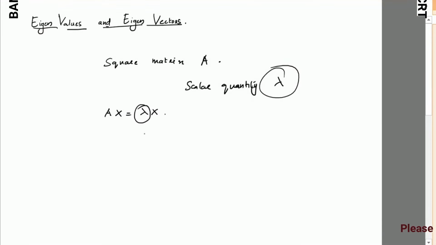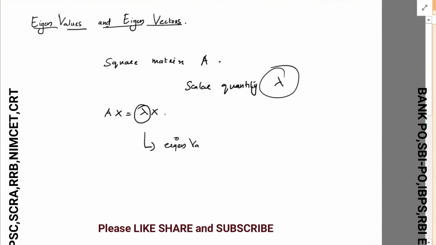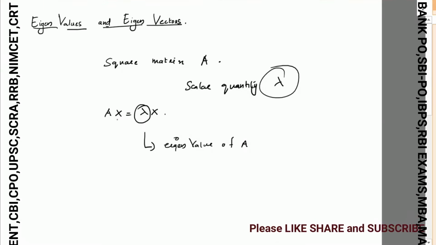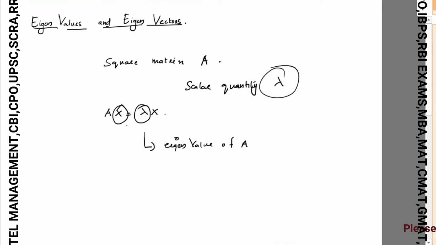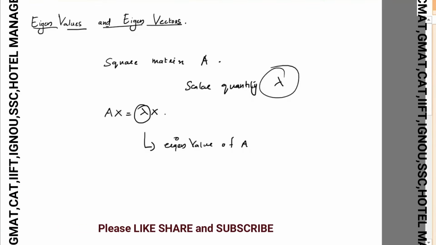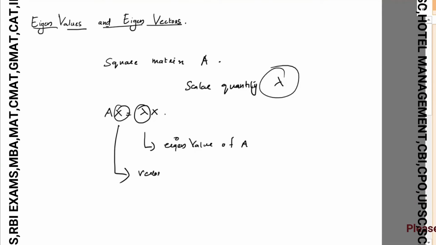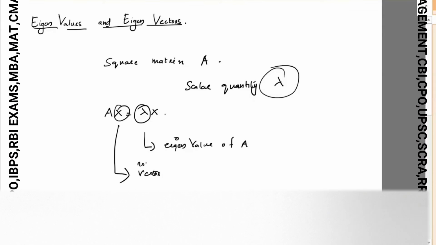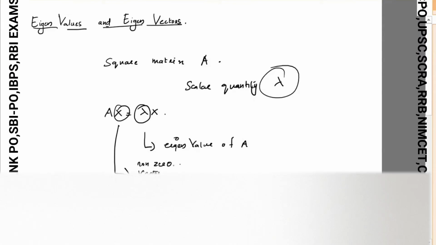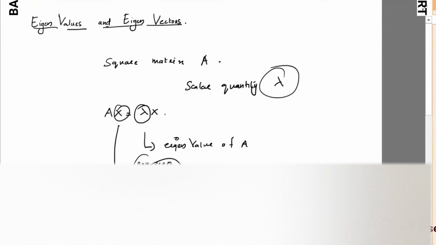This lambda is called the eigenvalue of A, and this x is a vector, a non-zero vector, and that vector is called eigenvector.